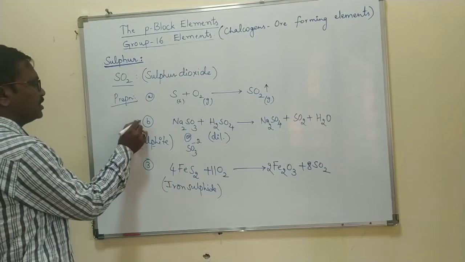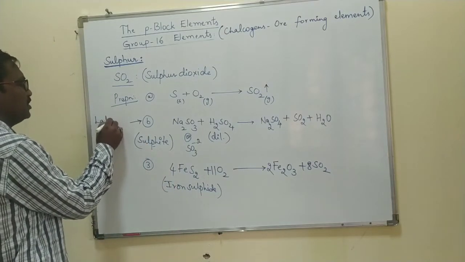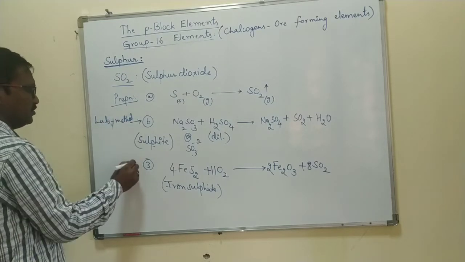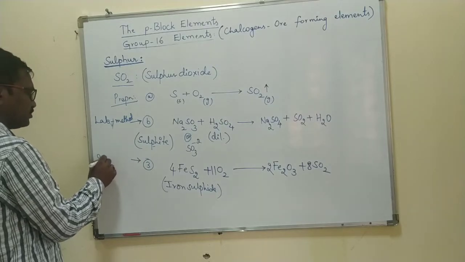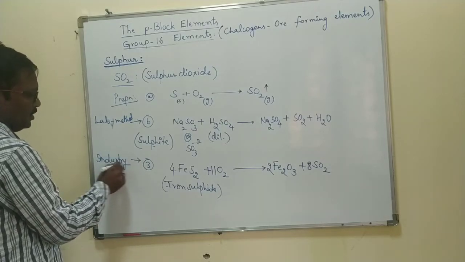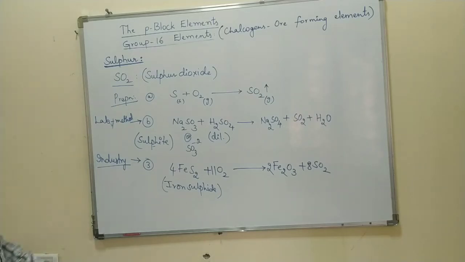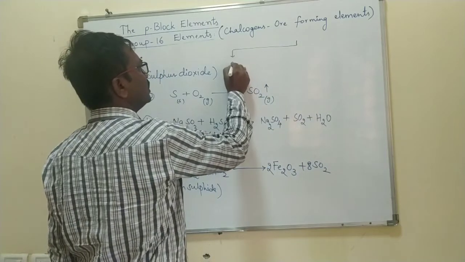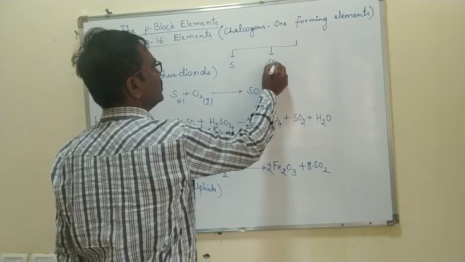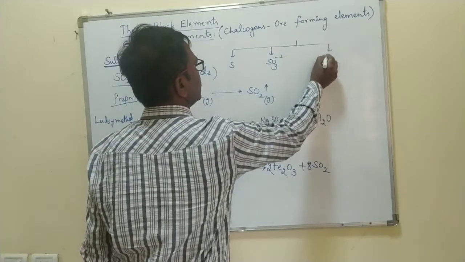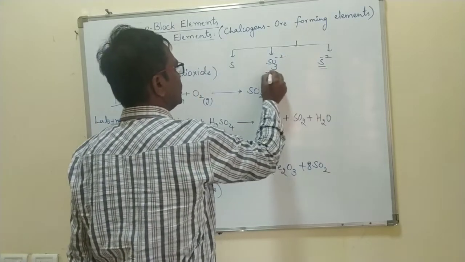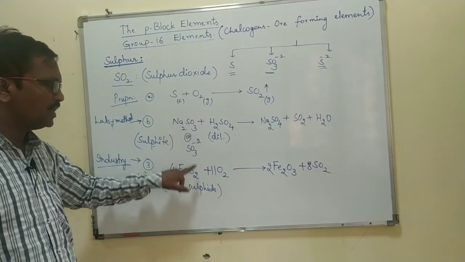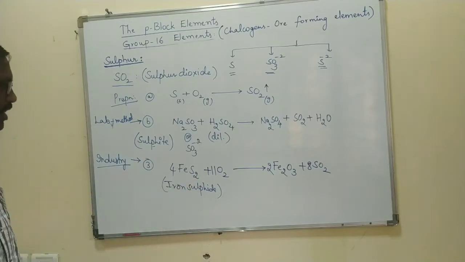This one is a laboratory method. This one is the industry method, right? So from the sulfur, from the sulfites, from the sulfide, iron sulfide, the starting material should contain a sulfur-related compound: sulfur, sulfite, sulfide. What is the structure of iron sulfide?